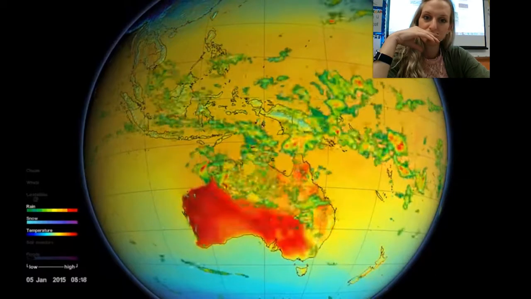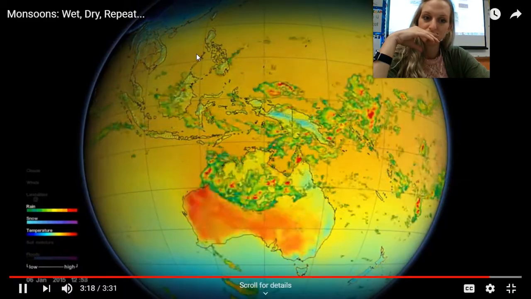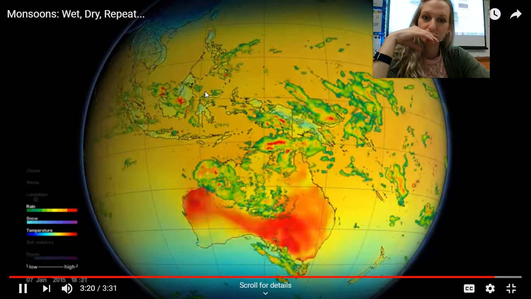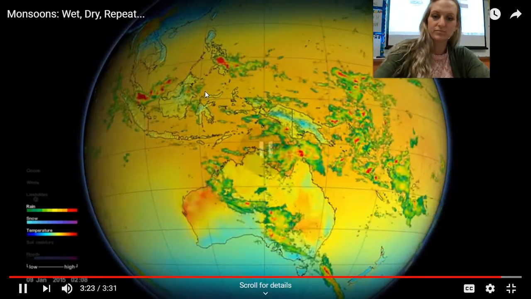Having a better understanding of the global water cycle and monitoring changes over time is important for society, for our everyday lives.